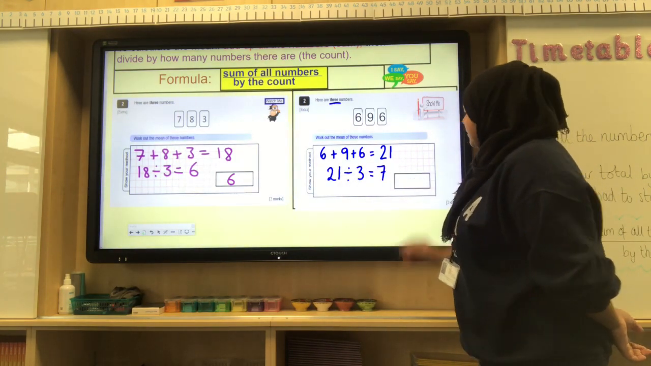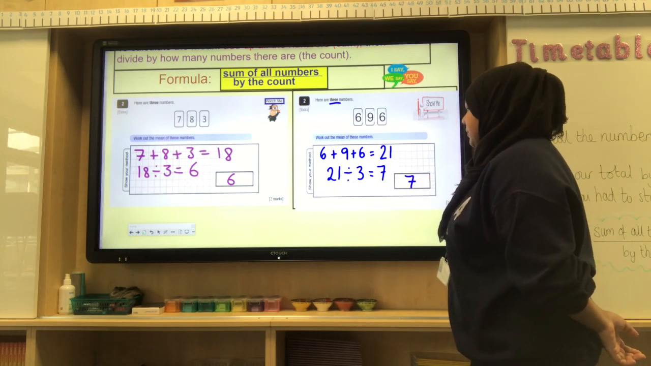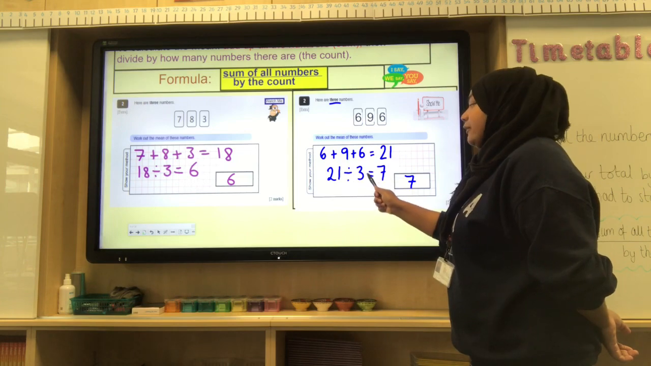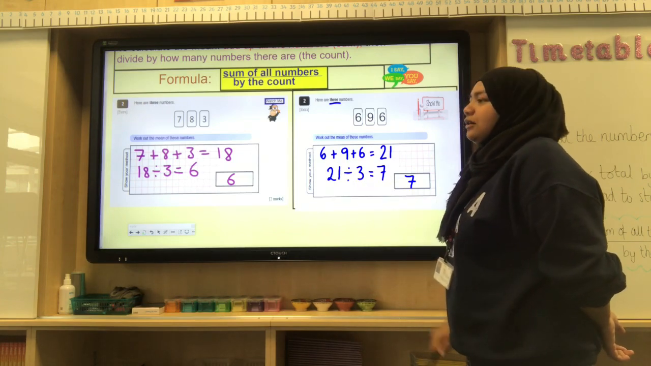I haven't finished there because I need to write the answer in the answer box. And I can check my answer by using the inverse. 7 multiplied by 3 or vice versa will give me the answer of 21.